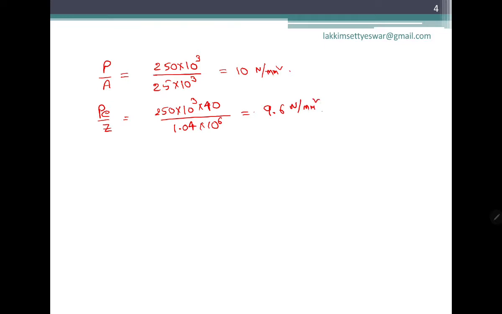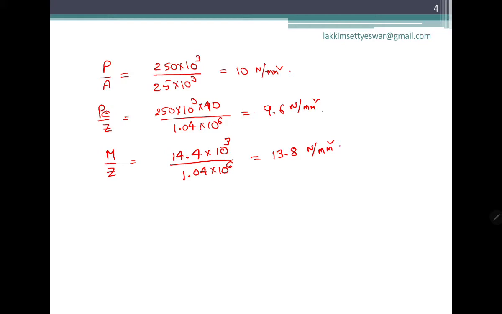Now let's calculate the stresses due to live load. This is the bending stress due to live load and dead load. The moment we got earlier is 14.4 kilonewton meter, which I converted into Newton mm. So Z value is 1.04 into 10 power 6. This value is 13.8 Newton per mm square.